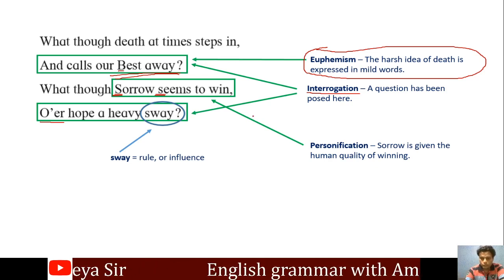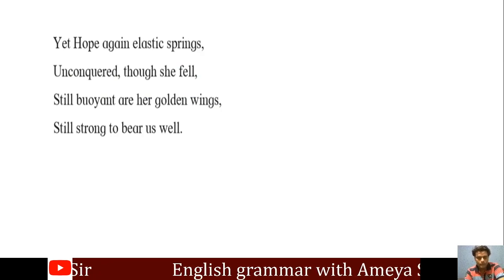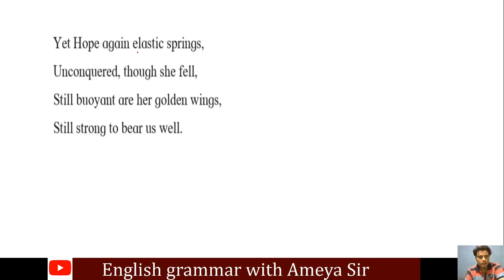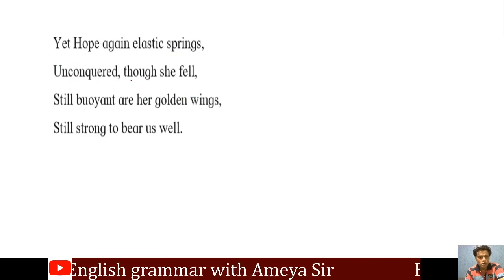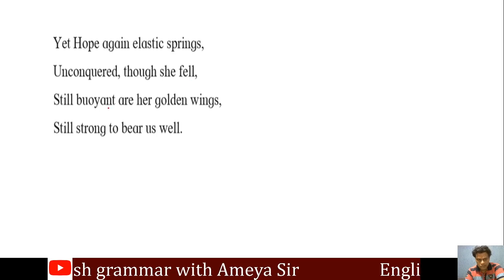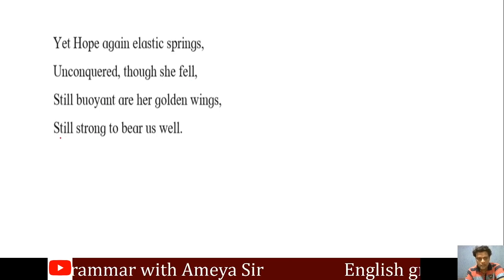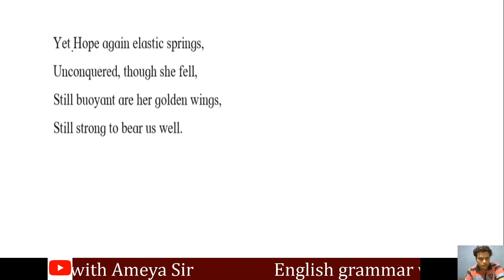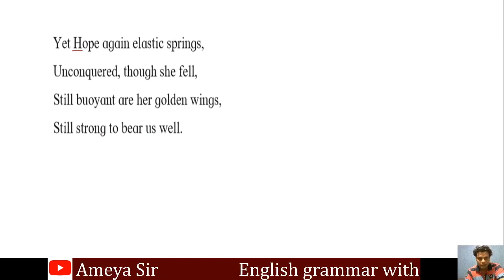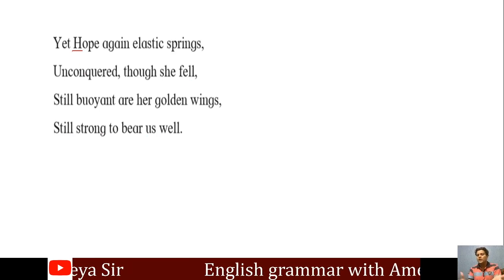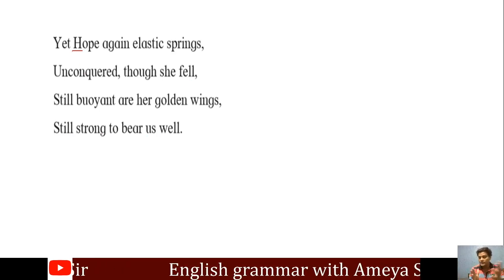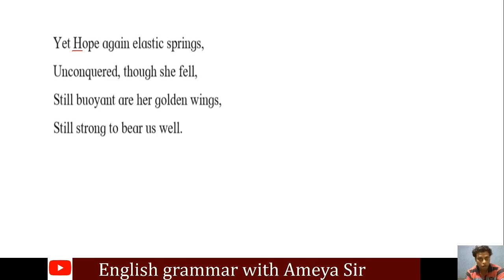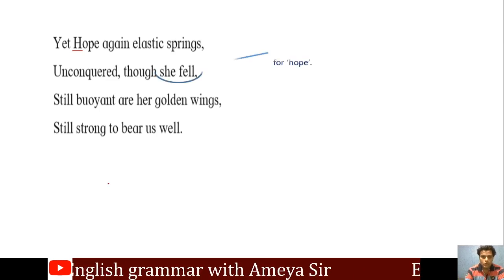Time to proceed to the next one. Now stop everything else. Pay attention. Yet hope again, elastic springs, unconquered though she fell, still buoyant are her golden wings, still strong to bear us well. Guys, notice again this H is capital. I have made this observation earlier as well. The poetess has time and again used such capital letters for stress or emphasis. So what are the things to study here?